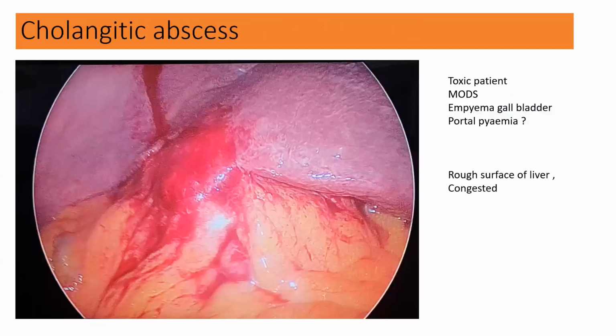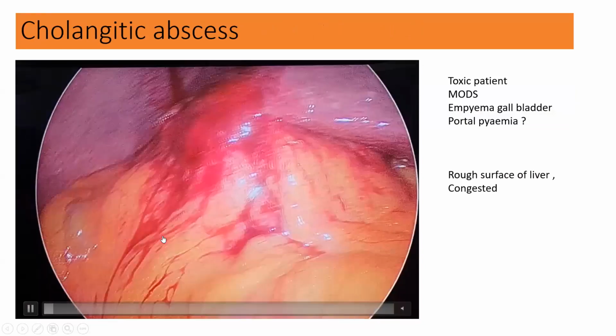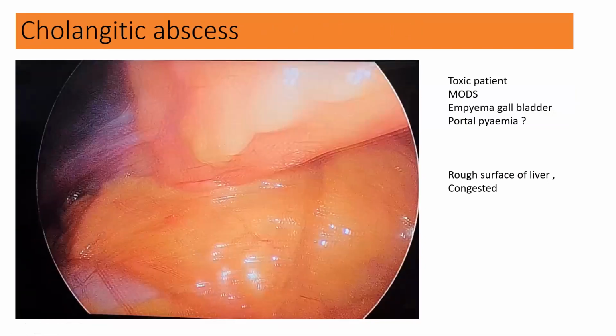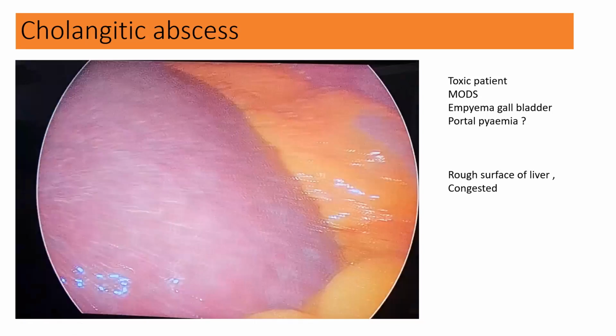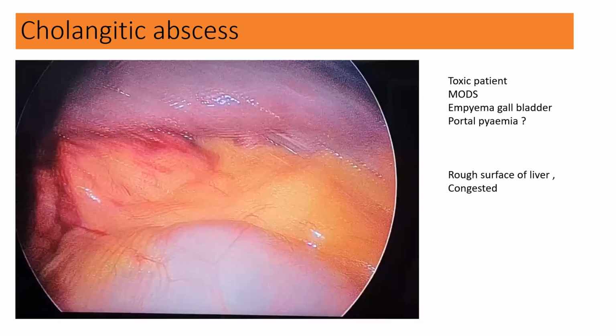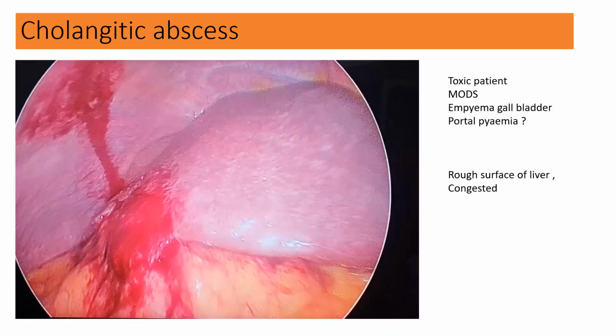So this particular patient again had empyema gallbladder, and we will see how the infection is there in the liver, multiple cholangitic abscesses. To white light, it appears normal, an absolutely normal liver, but there is an empyema.